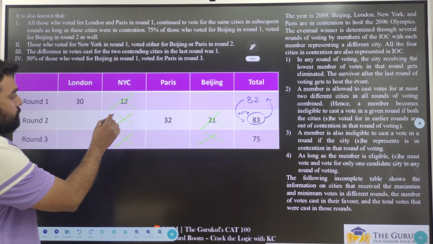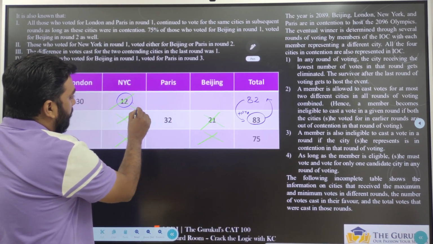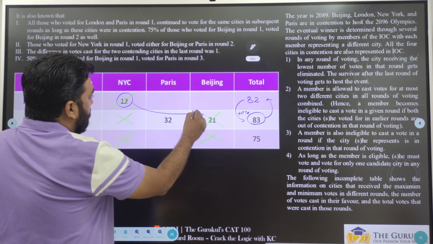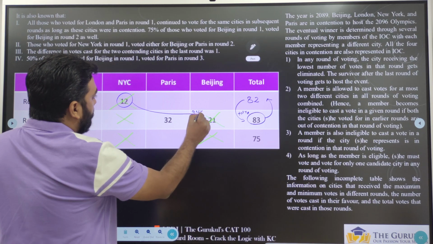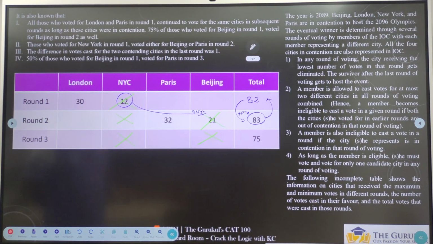Right? So out of this, there are 9 people who voted for Beijing. These 9 people are New York City people who got eliminated over here. The remaining 4 can go to London or Paris. We don't have any information for that. As of now, we are not going into the second set of information. Just with the first set of information, these 9 people got eliminated. Clear?